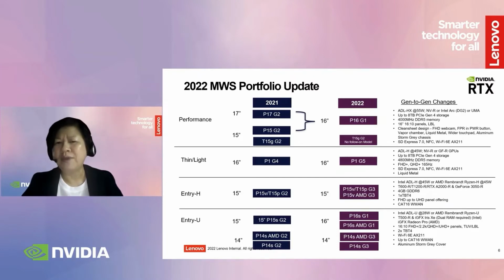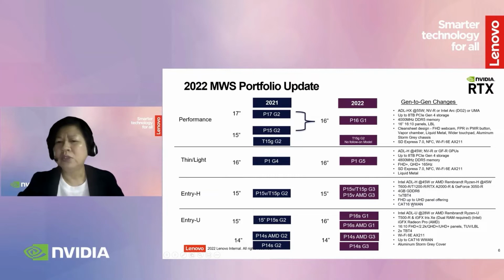On the entry level and the mid-range, we do have AMD options for people who are open to using an AMD processor versus an Intel processor. That will help you with some cost cutting within your budget. Then as we move on to the entry H processor, you will see the P15v AMD Gen 3 and the P15v Gen 3 on the Intel platform.